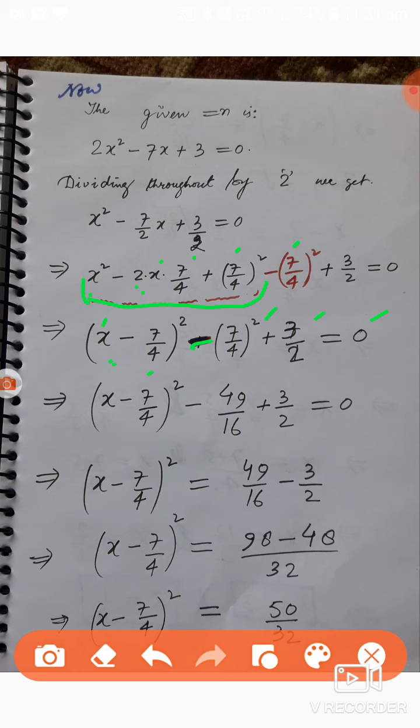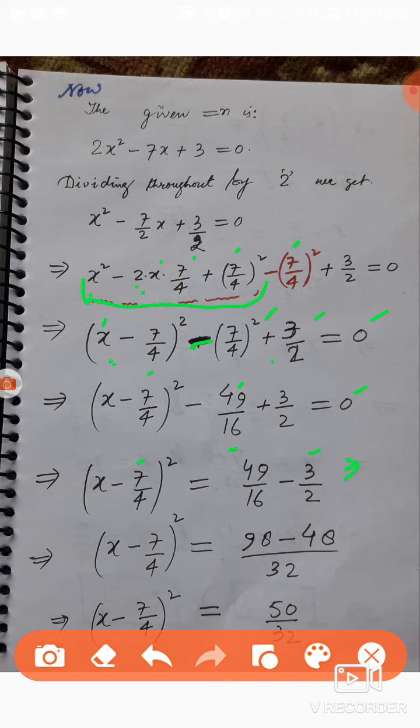Now we will distribute the square into the numerator and denominator separately, so we apply the square to the numerator. We get 7 square means 49 and 4 square means 16, plus 3/2 equal to 0. Now (x − 7/4)² is as such. We will transpose the rest of the terms to the right hand side. We get 49/16 as positive and 3/2 as negative by transposing them to the right side.